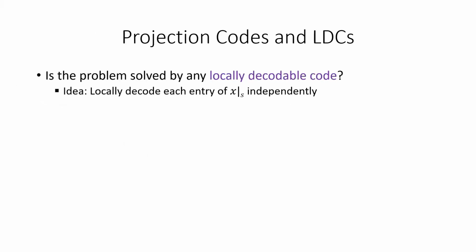Now, one might ask whether the problem that projection codes solve can also be solved by locally decodable codes. The idea is that for each bit of the projected message that we want to locally decode, we ask locally decodable queries, and the responses to these queries for each of these coordinates, when concatenated together, would form a code word. But then the problem is that the encoding wouldn't be robust, and that's the reason we wouldn't be able to prove a PCPP statement over this code word.